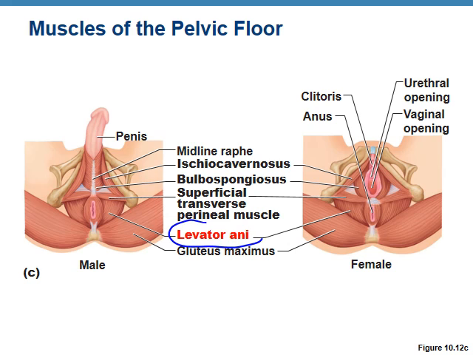Here we have the levator ani. This is the last muscle until we move on to the arms and legs. So we can see levator ani here and here in the male and female, and it does exactly what the name says it does. It lifts the anus. This muscle is part of a group of muscles that are going to help support the pelvic cavity organs, and this one in particular is going to help lift the anus during defecation.